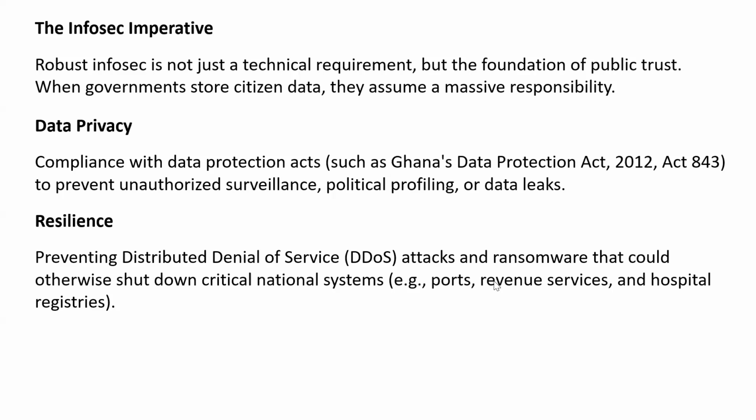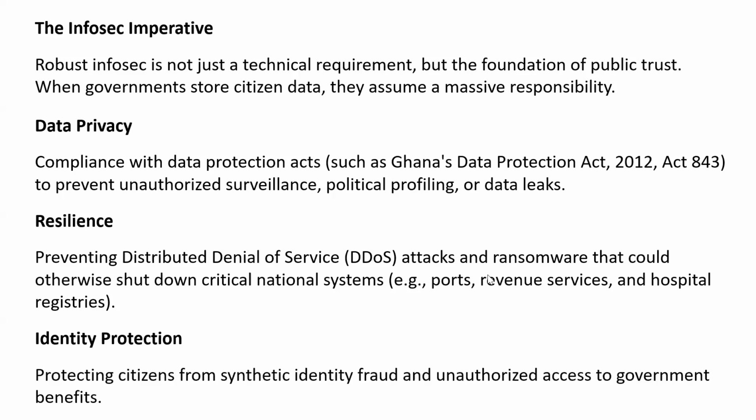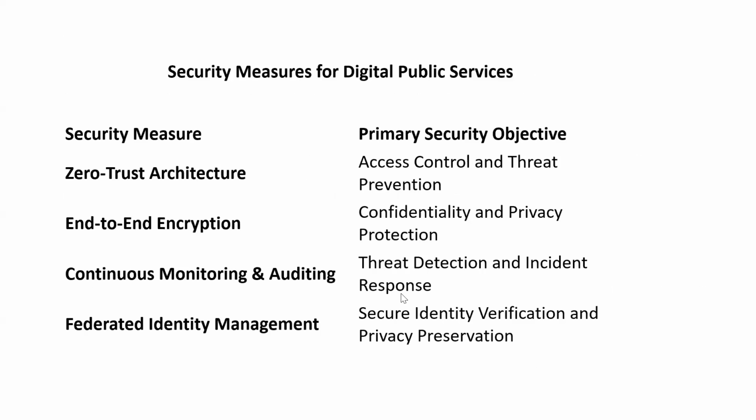So revenue services, hospital registration, protection of our identity. The citizens must know that their identity is being protected. It's the government's duty to do so. So there are several security measures for digital public services. So we have security measures, and then we have the primary objective.